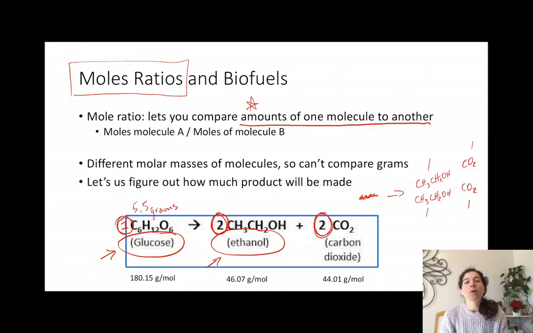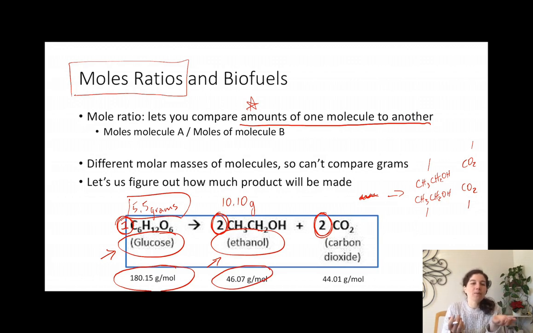Now, you might be wondering, well, if we have 5.5 grams of this, why can't we just double this number and say that we make 11 grams of ethanol? There's twice as much, right? We can't do that because these chemicals have different molar masses. They weigh differently. So if you have 5.5 grams of this and it's a really heavy substance, if you just double that amount, you aren't going to have the same amount of a lighter weight substance. It's like trying to compare a piece of metal this size to a ping pong ball this size. They just weigh differently. We can't make that comparison.